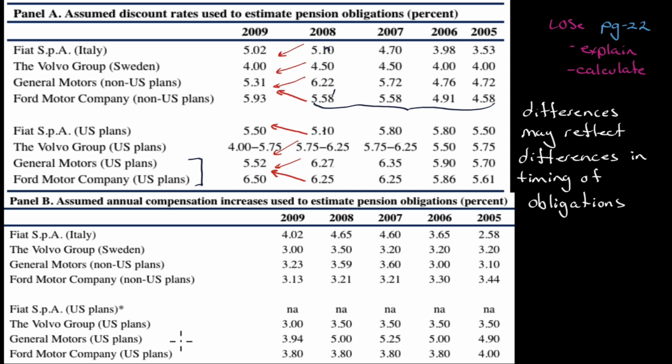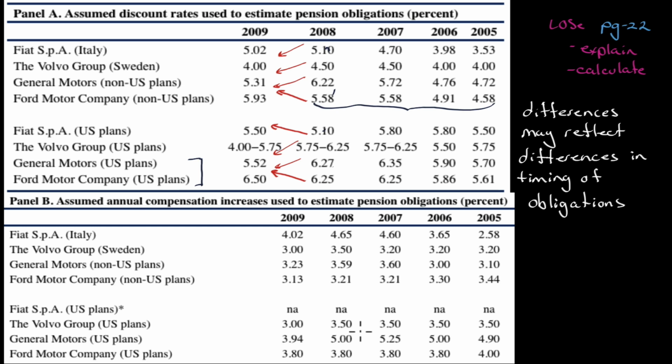When we look at U.S. plans, we can see that Ford has been fairly constant, fairly flat at 3.8. GM was 4.9, all the way up to 5, all the way up to 5.25, while Ford was not increasing. Ford was not increasing at 5 and 3.8, and then GM brings it down to 3.94 and 3.8, and of course Volvo was fairly flat there as well. So there's some differences in the assumptions being used here.